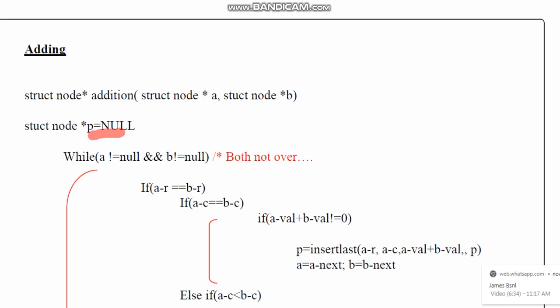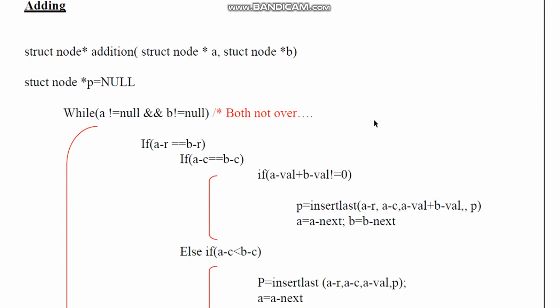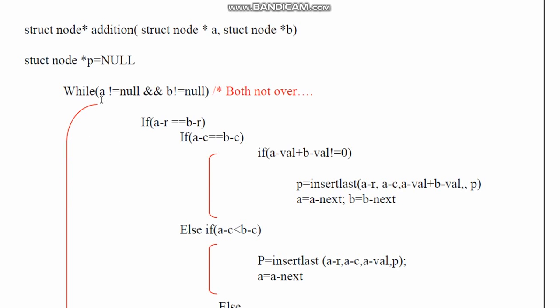So I'm going to add two matrices, A and B, which are represented by linked lists. While both are not equal to null, just like we have seen how merging of linked lists takes place, the same condition: while A is not equal to null and B is not equal to null.